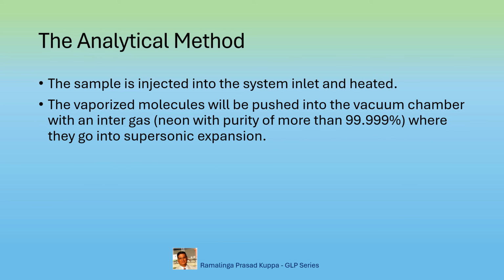The vaporized molecules will be pushed into the vacuum chamber with an inert gas like neon with purity of more than 99.999% where they go into supersonic expansion. Neon is used as a carrier gas. It should be pure to ensure that the carrier gas does not generate extra impurities in the sample injected.